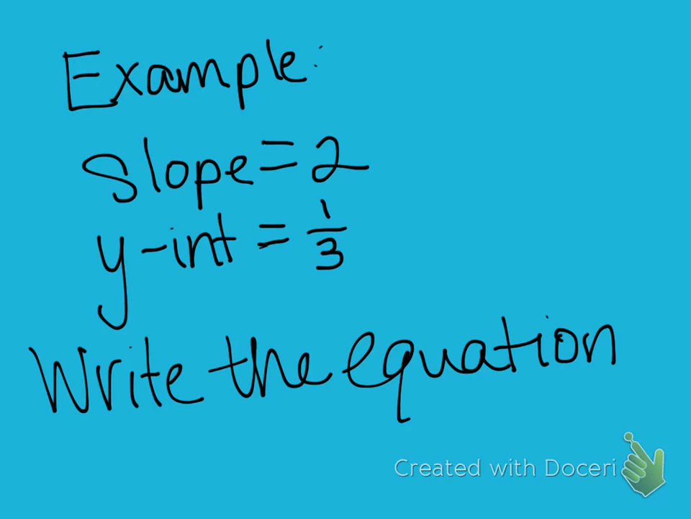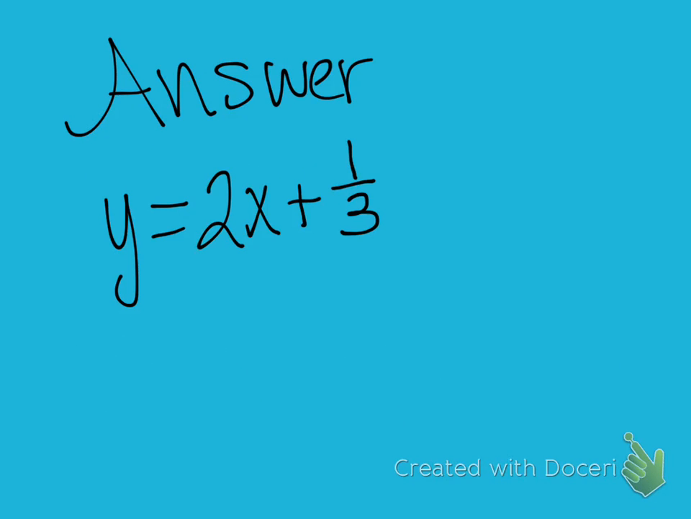Another example, slope equals 2, y-intercept equals 1/3. We need to write that equation. So think for a second, what would that look like? The answer would be y equals 2x plus 1/3, because m, which is the slope, plugs in front of the x, and y-intercept was 1/3, so it plugs in for the b at the very end of the equation.